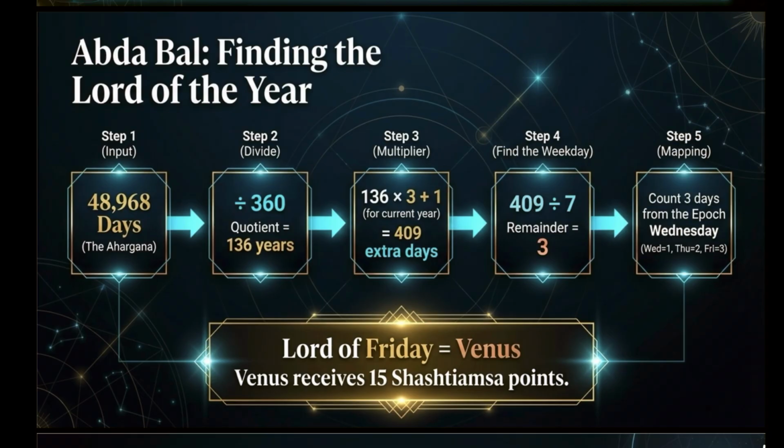First thing is we have to calculate the Abdapati, or the yearly lord. Step 1 is to calculate the input using those tables. We get this value. Now we have to divide it by 360 and take the quotient. After taking the quotient, we multiply it by 3 and add 1 for the current year. If we multiply this, we get 408 plus 1, 409 extra days. Then we divide it by 7 to find the weekday. It is 3. Since we start from Wednesday, Wednesday is 1, so 3 comes to Friday. The lord of Friday is Venus. So Venus is going to get 15 Sastyamsha points as Abdapati Bala or Varshadhipati Bala.